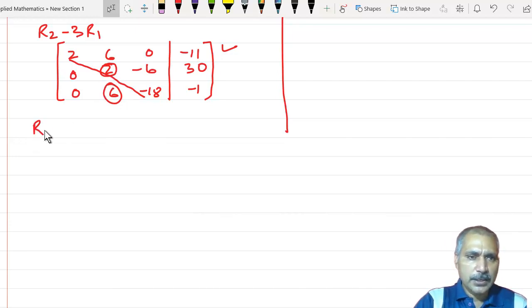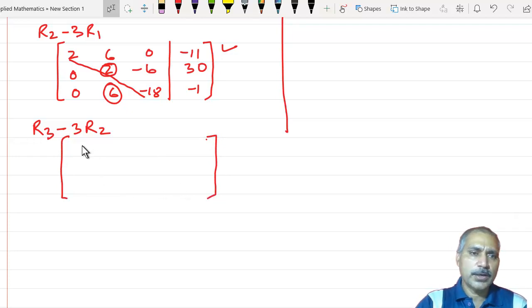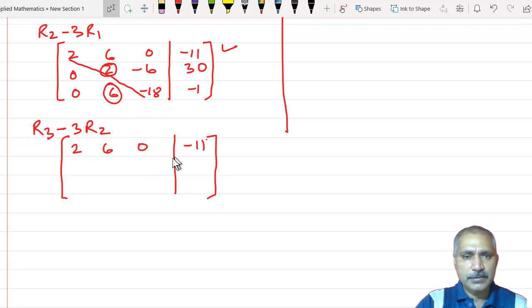So it is R3 minus 3 times of R2. This time we are changing row number 3. So row number 1 and 2 will remain same. So we will copy paste that. The row number 1 is 2, 6, 0, minus 11. And row number 2 is now 0, 2, minus 6 and 30.